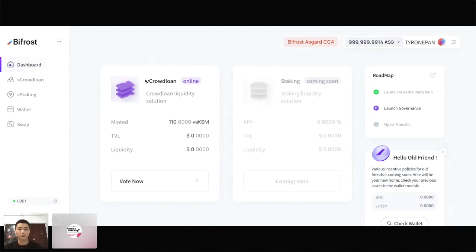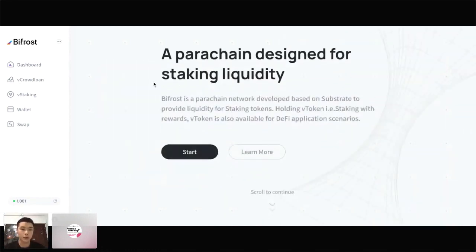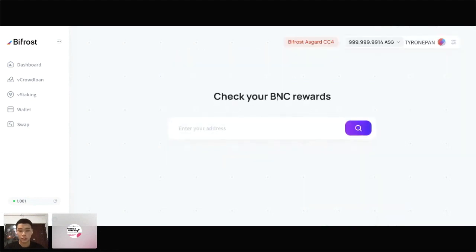Right. Sure. So here's the Bifrost app, a parachain design for staking liquidity. It's easy to understand, and let's get started. The first page is where you can check your BNC rewards. Maybe you joined the first batch of the parachains when Bifrost won the fifth parachain, and maybe some of you actually contributed for us, and thank you very much. You can check your BNC reward from here.